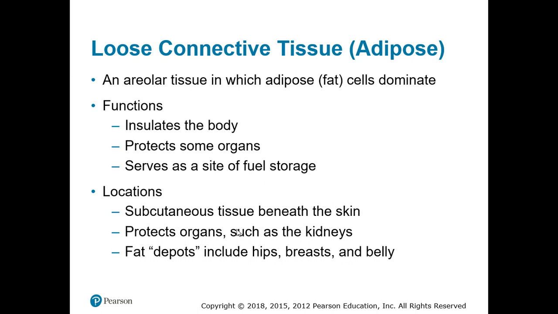Now, you're going to find fat located in the subcutaneous tissue beneath the skin, so underneath your skin. It protects organs like your kidneys, and you often have fat collect in normal areas such as your hips, breasts, and belly. You can even have it collect near your gluteus.